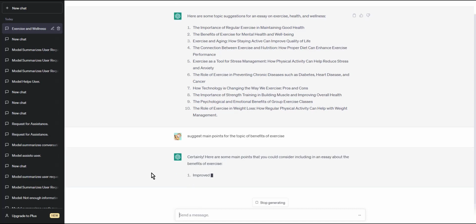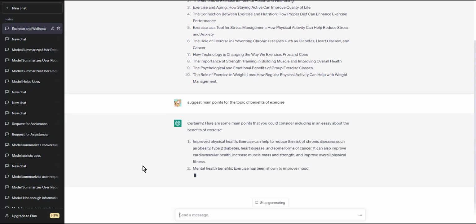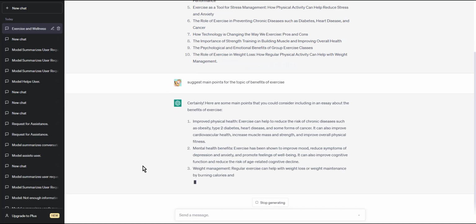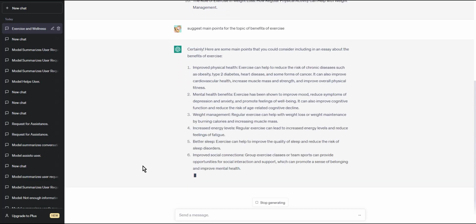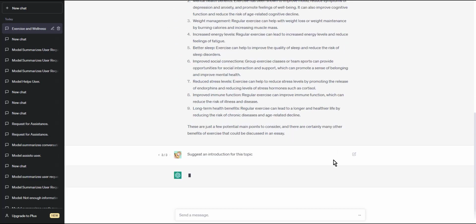topic. For example, if your essay is about the benefits of exercise, ChatGPT might suggest main points like physical health benefits of exercise, and mental health benefits of exercise, and subpoints like reduced risk of chronic diseases, and improved mood and reduced stress.